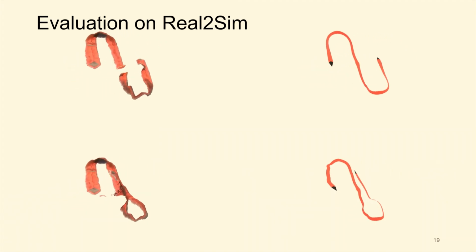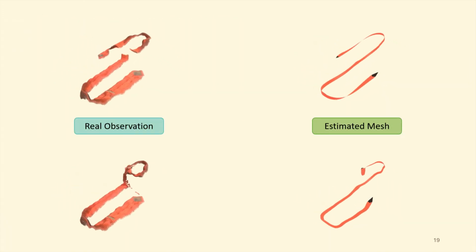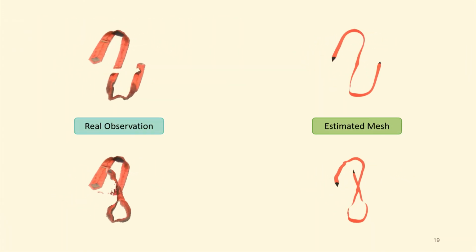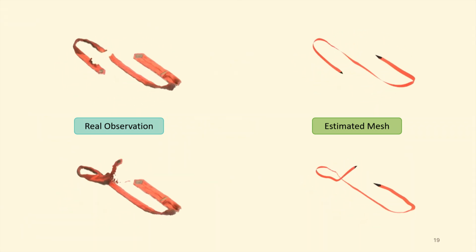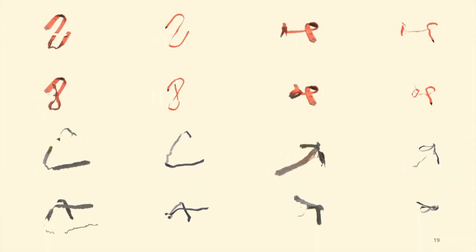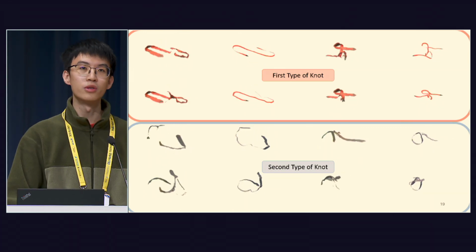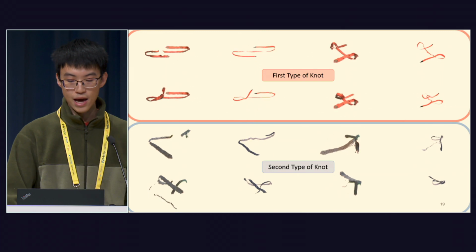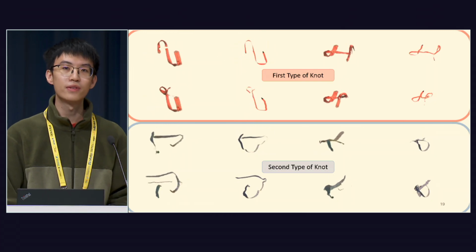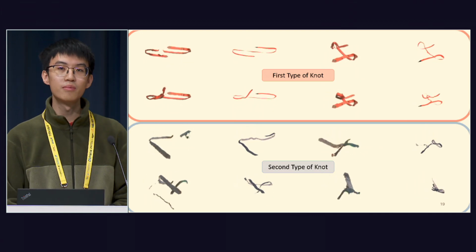And finally, we conduct qualitative evaluation on the real-to-sim module. The left-hand side is a real observation from the demonstration video, and the right-hand side is the estimated mesh from our real-to-sim module. We conduct qualitative evaluation on two types of knot. The first type of knot is the knot we use for real robot execution you just saw before. And we also test another type of knot, which is shown in the last two rows in the slides. And the result shows that our real-to-sim model is able to estimate the mesh with correct topology, even in a very challenging scenario.